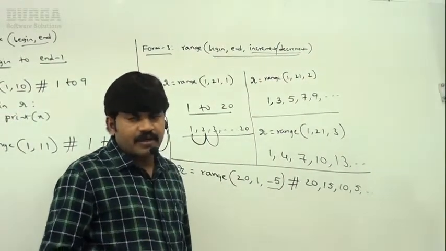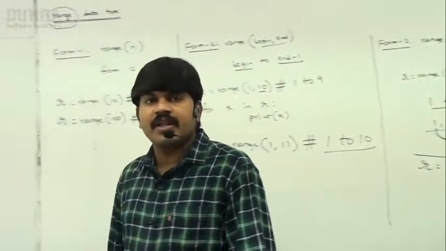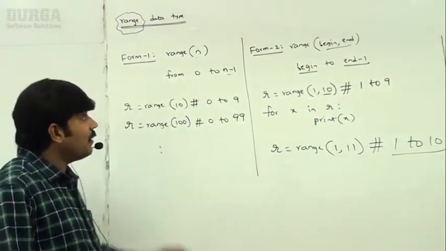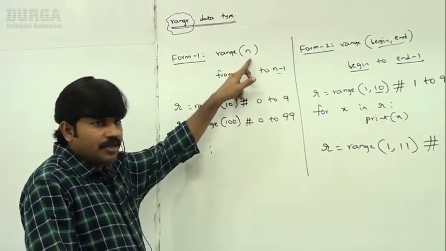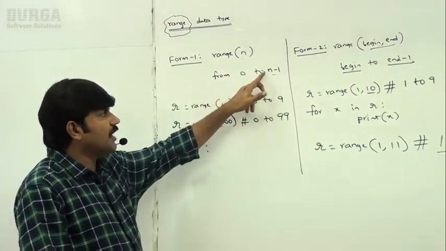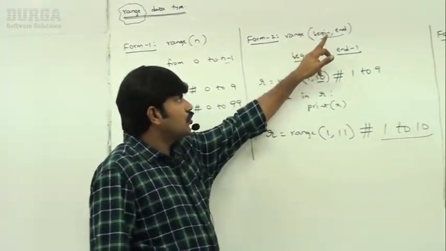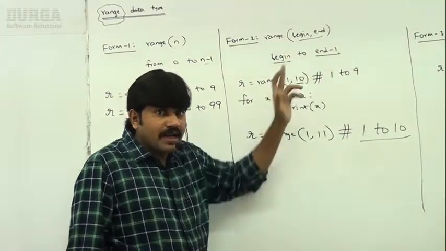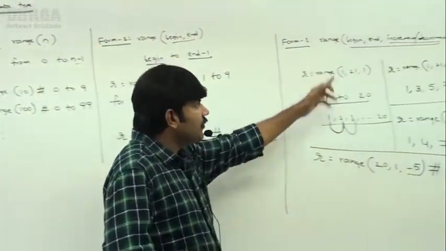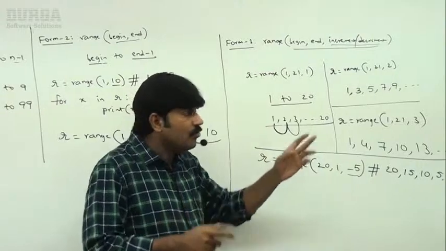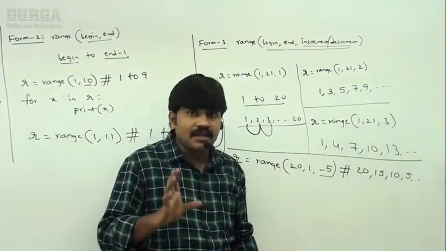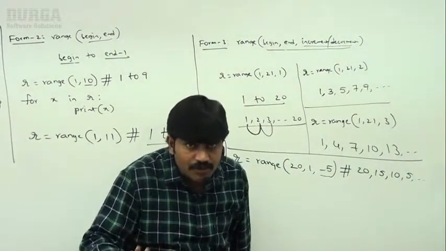Is it clear for all of you? So total, how many forms are available for the range? Range data type: range with one argument, from 0 to n minus 1. Range with two arguments, begin to n minus 1. Next, range with three arguments: begin value, end value, and then increment or decrement. Any doubt up to this?